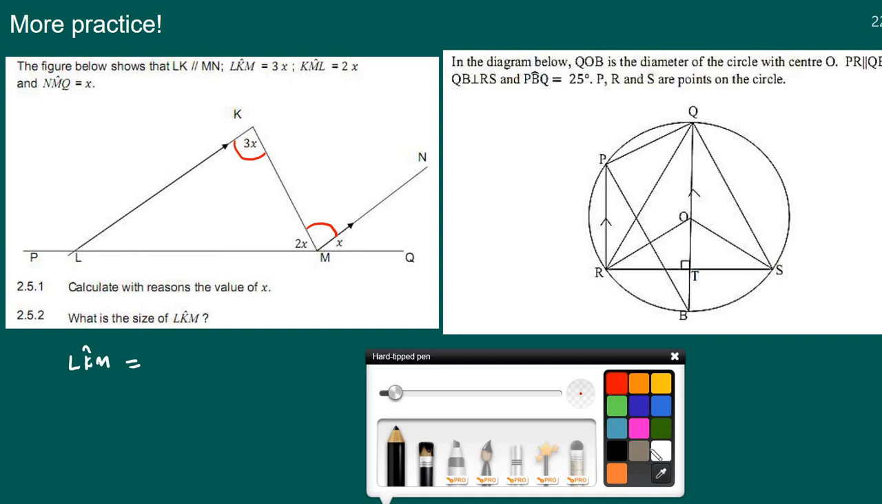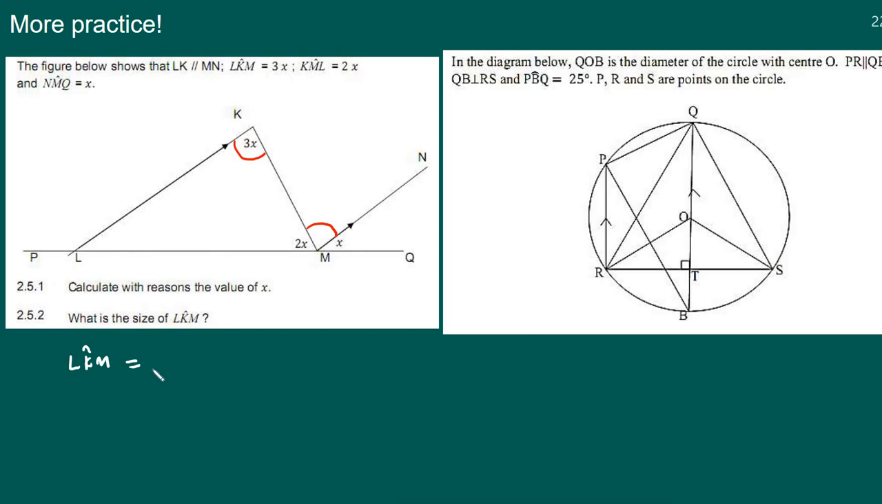Those are your alternating angles. Which lines are parallel? LK is parallel to MN. LK is parallel to MN. Great stuff. Those are the alternating angles. Next.